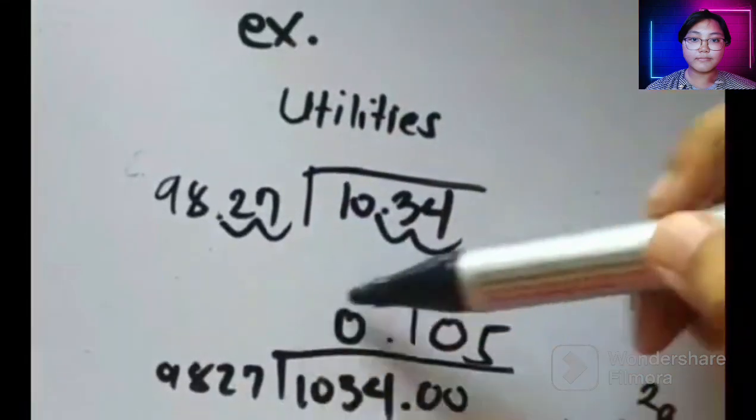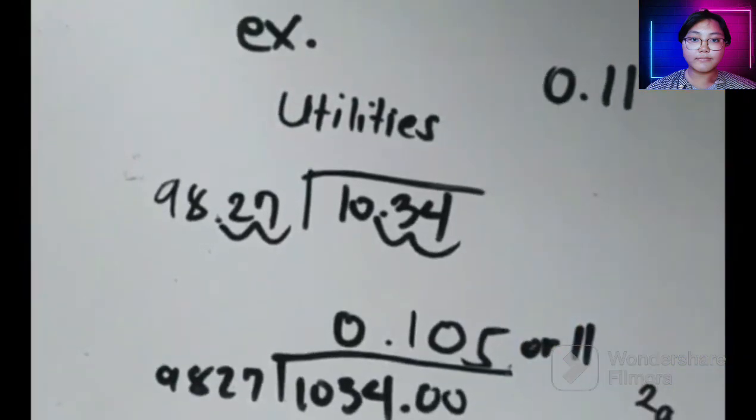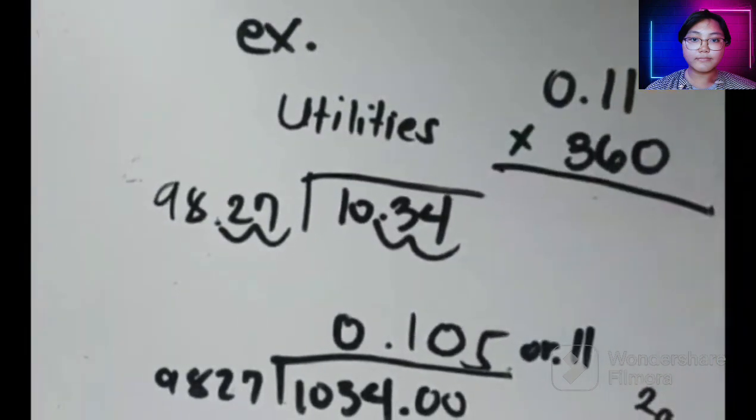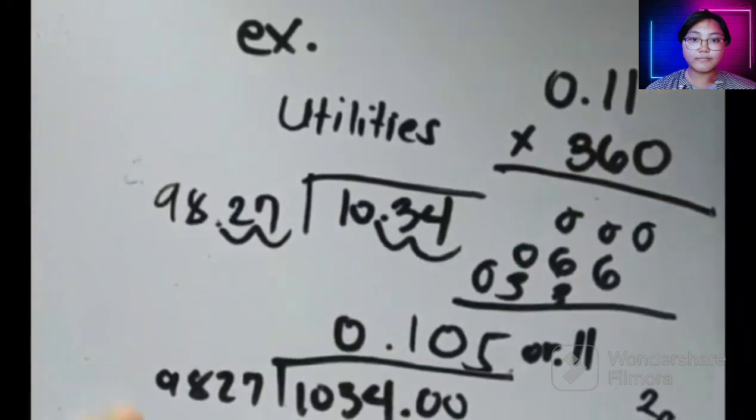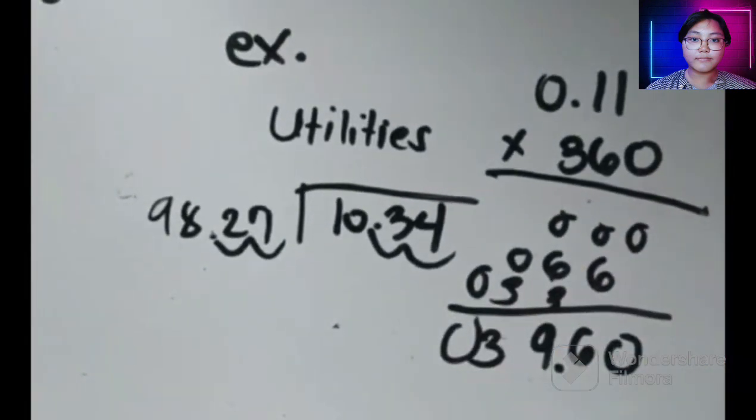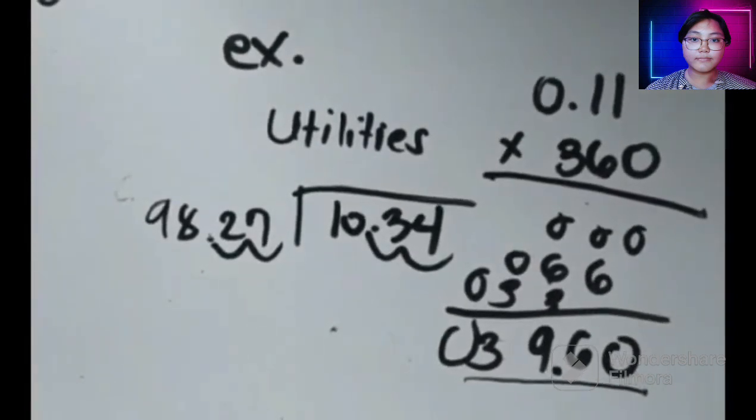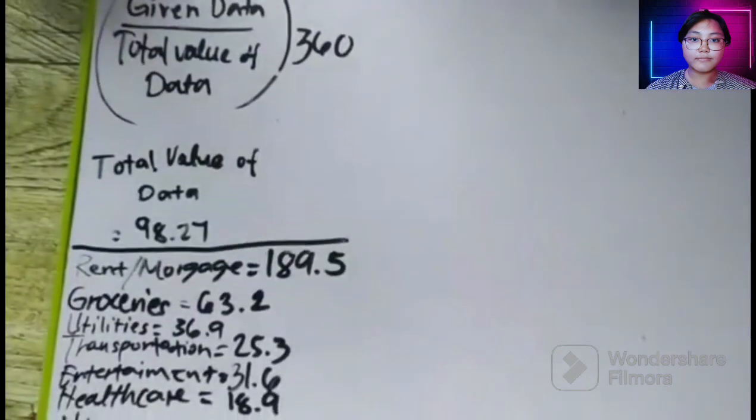We have 0.105. We can round it off to 0.11. The next step is multiplying it by 360. Now we know that utilities has an angle of 39.6 degrees. We will now apply this process to all of those expenses.